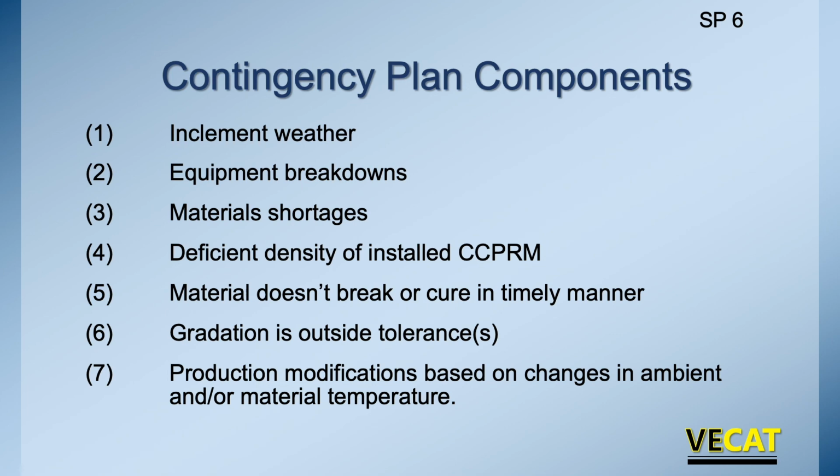Some of the contingency plan components could be inclement weather. What happens if it rains? What are you going to do? Or your equipment breaks down. If your paver breaks down, are you going to bring out a different paver? If your plant has issues, what are you going to do? What happens if you have material shortages? Maybe you run out of the gradation or wrap, or maybe you need number 10s to add to it. How are you going to address that? What if you don't get the density of the CCPRM that's in the field? Are you removing and replacing? What things do you take into account? So these are just some of the things that can be components of that contingency plan that is provided over to the department to consider.